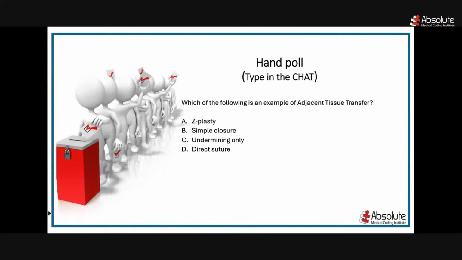Okay, I think this is going to be the last hand poll scenario. Which of the following is an example for adjacent tissue transfer? Is it option A, Z plasty? Option B, simple closure? Option C, undermining only? Option D, direct sutures? Let me know in the chat. Great, a lot of fastest fingers in the chat. Yes, you all got that one correct as well. I said in the beginning that was one of your keywords.